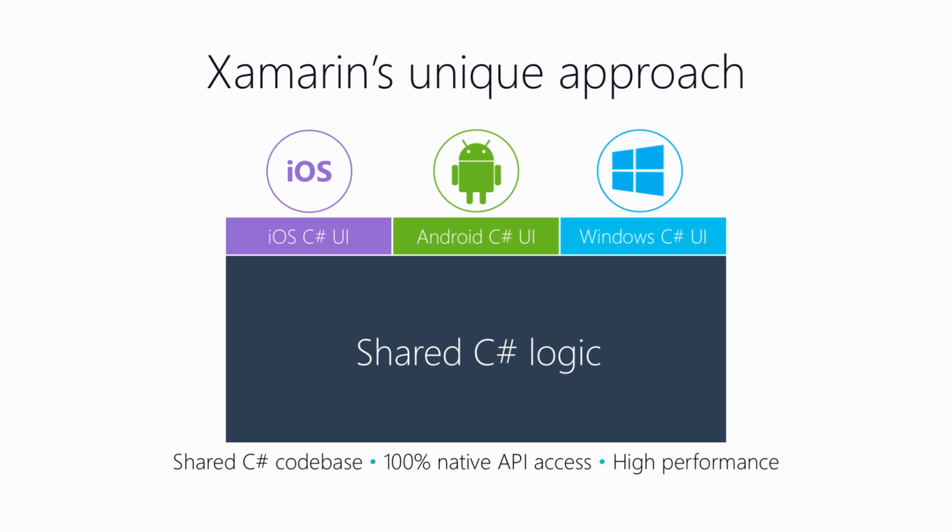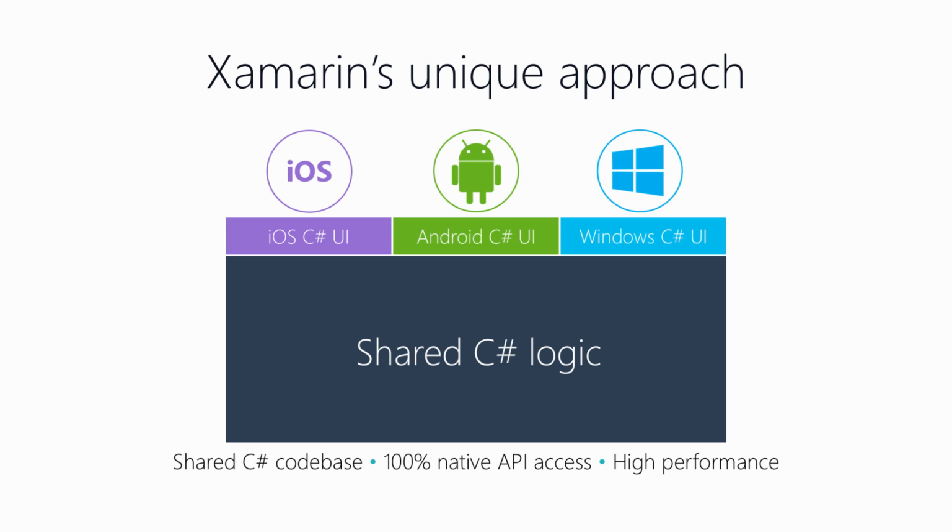Things like async and await, LINQ, delegates, tasks. And there's a comprehensive runtime that gives you all of the great .NET features you're used to, including the common .NET types and garbage collection. So the magic of Xamarin is that you get 100% native API access, so nothing is limited.